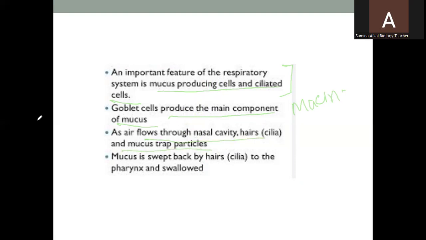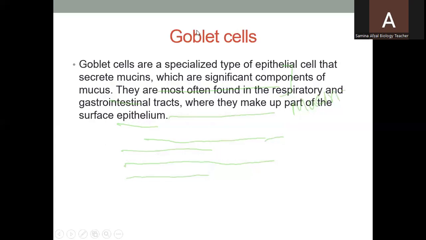So these hairs, which are present in our nostrils and throughout the respiratory tract, help in removing the dust particles and microorganisms, and the mucus wraps up all these materials and is swept back by the hair to the pharynx and swallowed. Sometimes the mucus is swept back by the hair into our throat, and we swallow it. So this is the importance of all these.